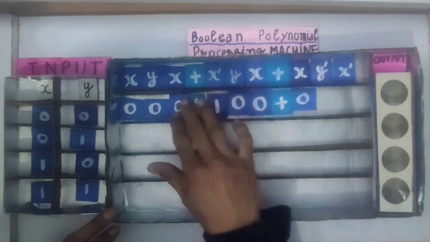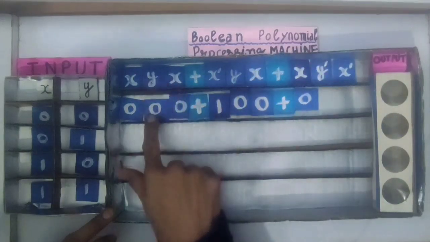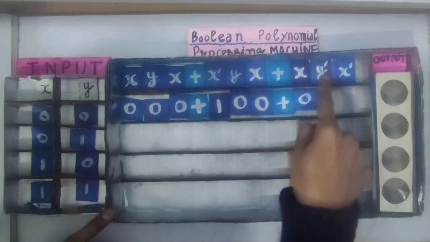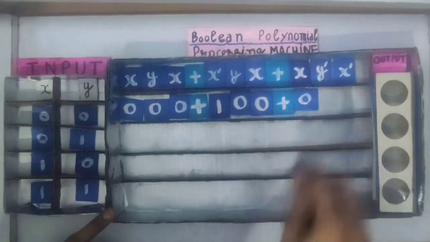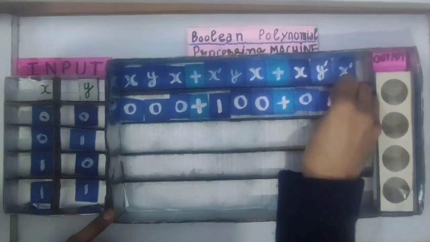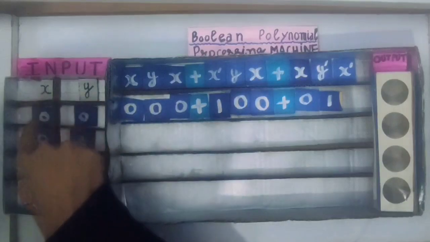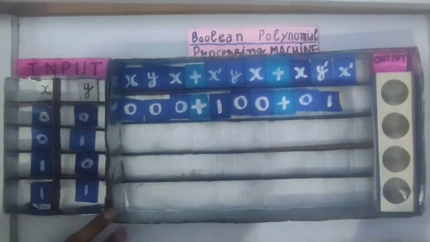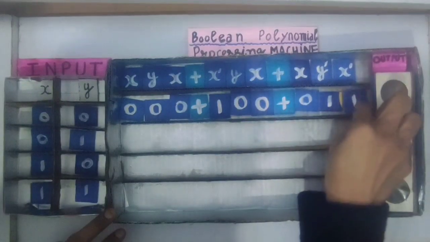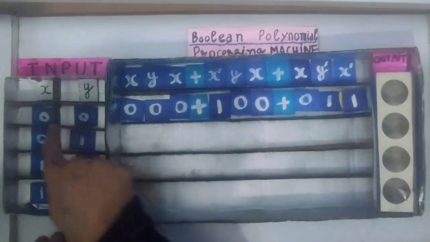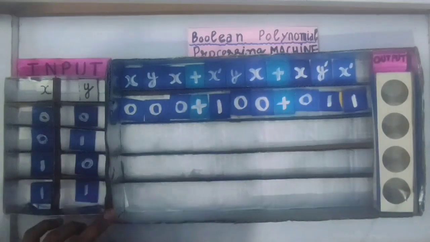And now because the value of y has been put as 0, you can see that y is 0. So y dash is 1. So I put the value of y dash as 1. Again, because the value of x is 0 over here, x dash correspondingly will be 1. So these are the values for the first pair of values of x and y.